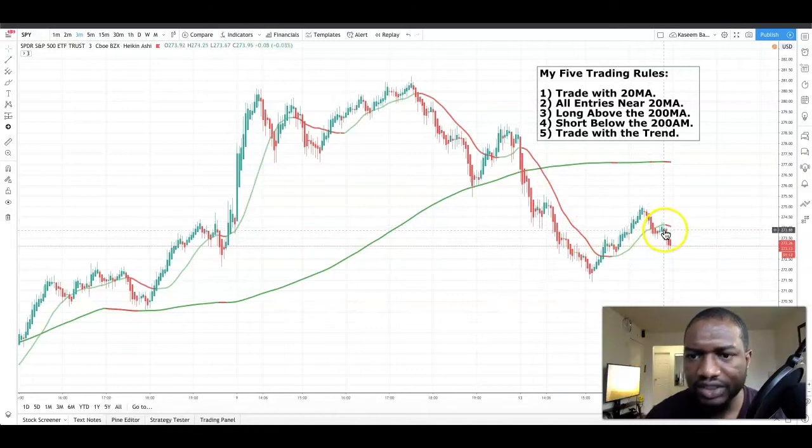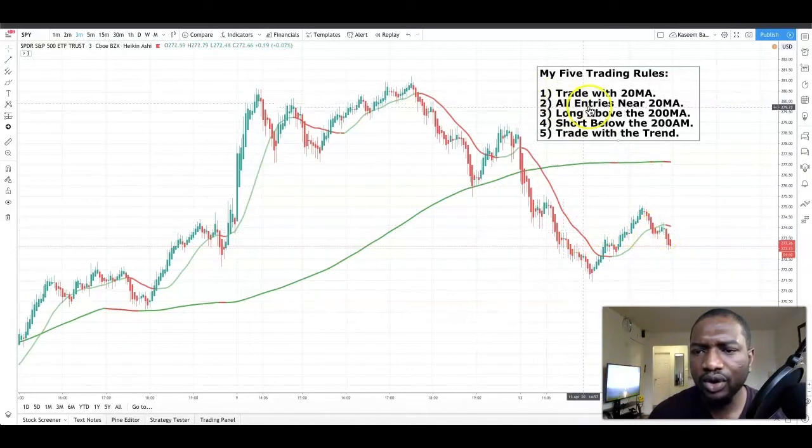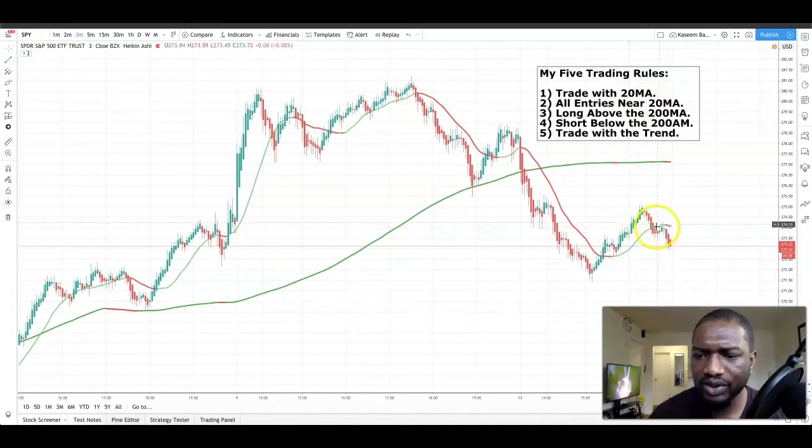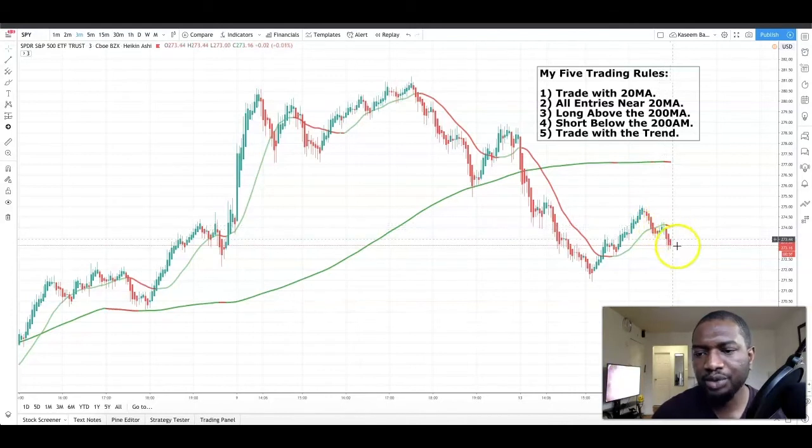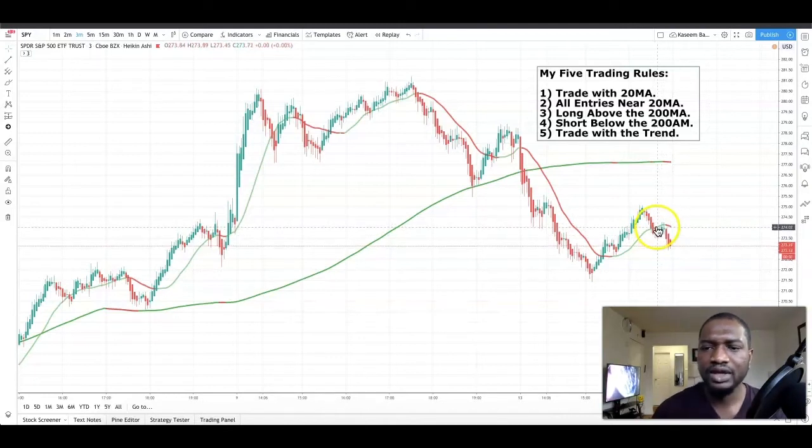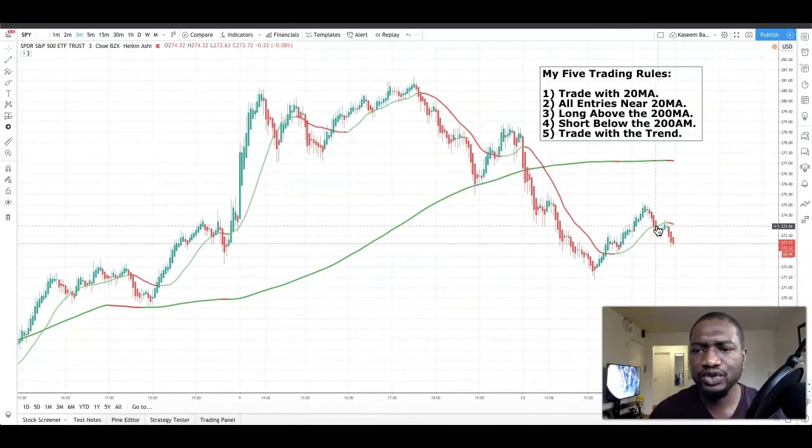So the other one is all entry near 20, right? So that's what I was just talking about. Entries if it's to the downside right here. So if you place a put right here, placing a trade that the market will go down, then definitely it would keep on going down. So that's right here. So the first rule is trade with 20.